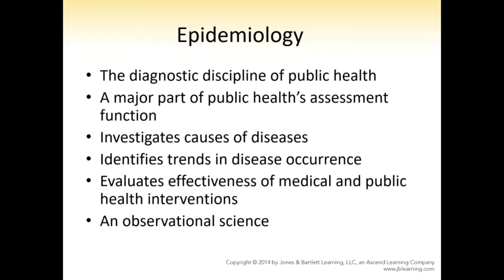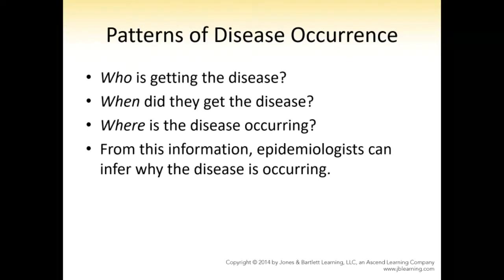And it's considered an observational science. What that means is they observe what's going on rather than conducting experiments to see if this treatment's better than this treatment. And what they're looking at specifically is who is getting the disease. Is there a certain part of the population that's getting the disease more? Are there specific areas that are getting the disease more? So who exactly is getting the disease? When did they get it? Where is the disease occurring? And then from this information, epidemiologists can infer why this disease is occurring at this moment to this particular population.